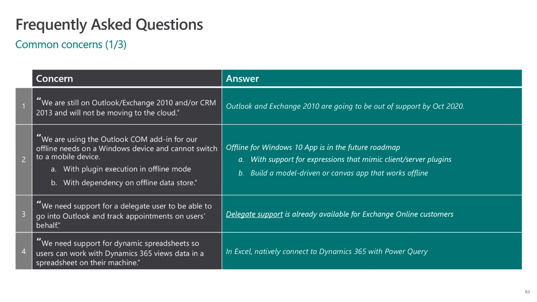If you're using the Outlook command for offline and you need to do so on a Windows device, we have offline coming for a Windows 10 application, and it's on the roadmap right now with active development. And it will support expressions that mimic client-server plugins, but it's not exactly plugins. And it allows you to build a model-driven or canvas app that works offline.